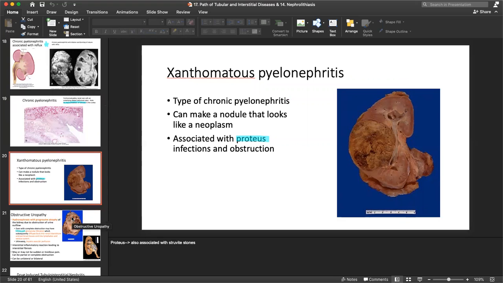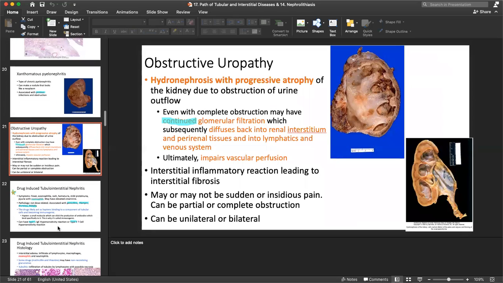Xanthogranulomatous pyelonephritis is going to be associated with Proteus infections and obstruction. And it kind of makes a neoplasm-looking thing. Obstructive uropathy is going to have a hydronephrosis with atrophy. And it's going to include continued glomerular filtration, which goes back into the renal interstitium and tissues and lymphatics. And so it's going to impair perfusion. So we can see that in these pictures.